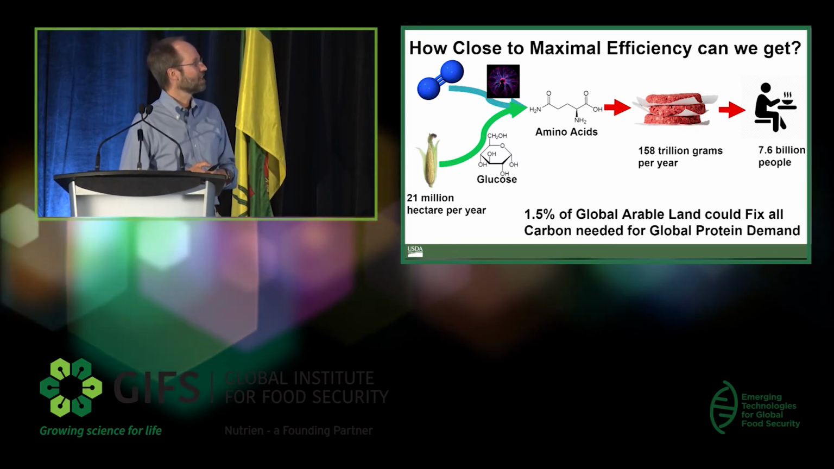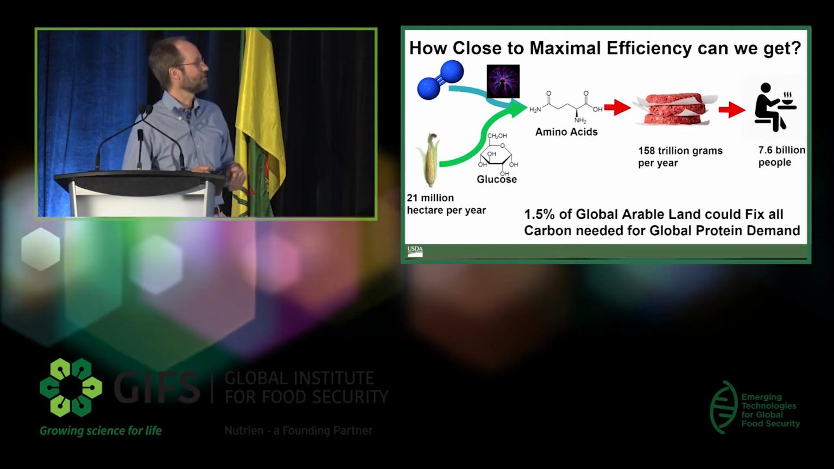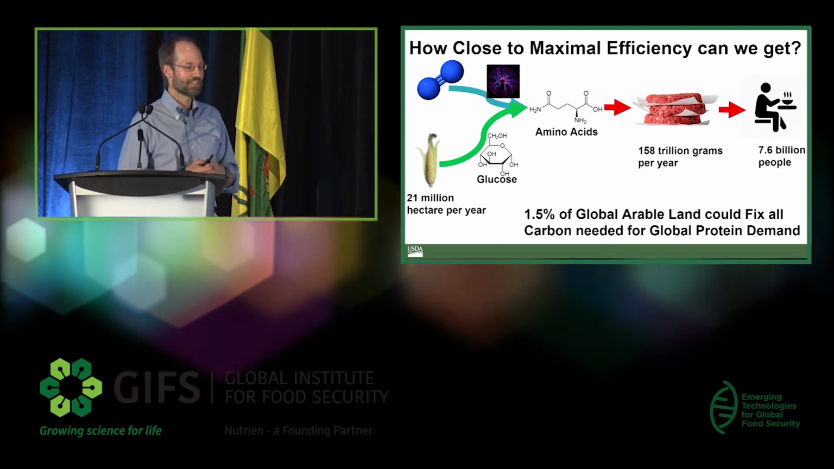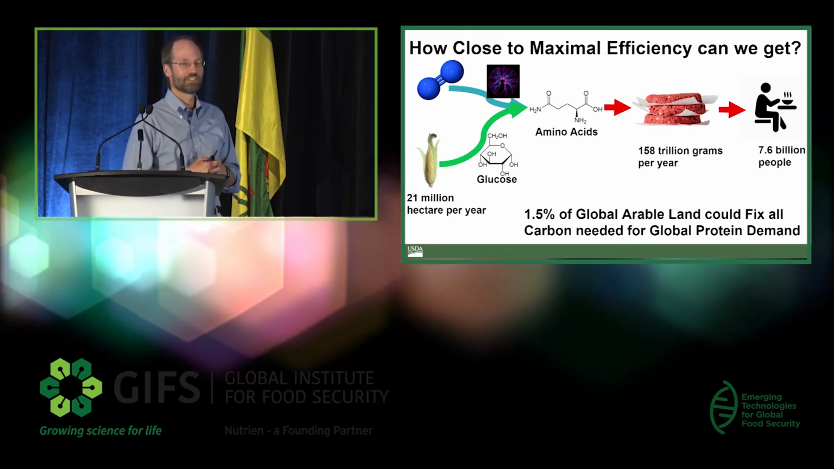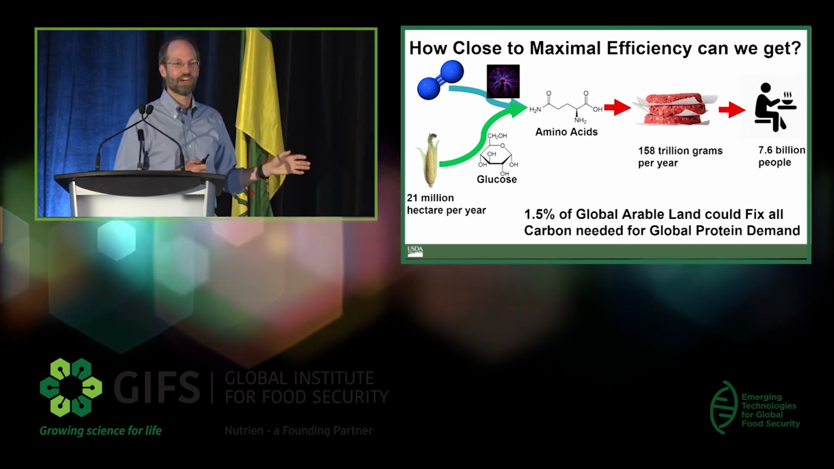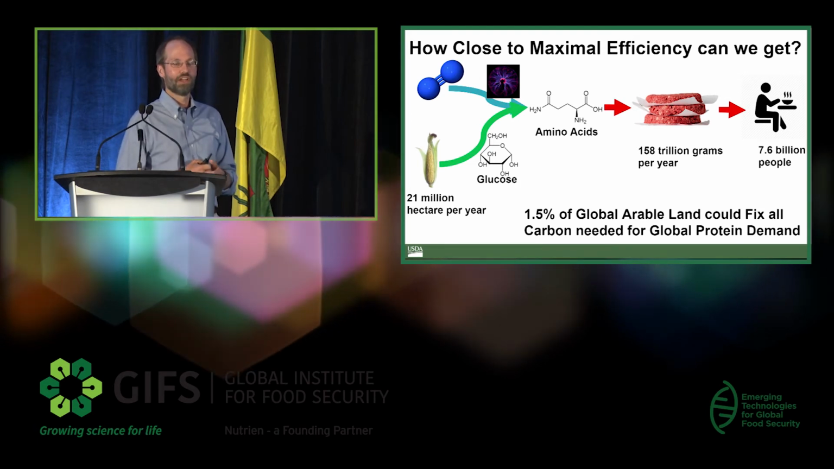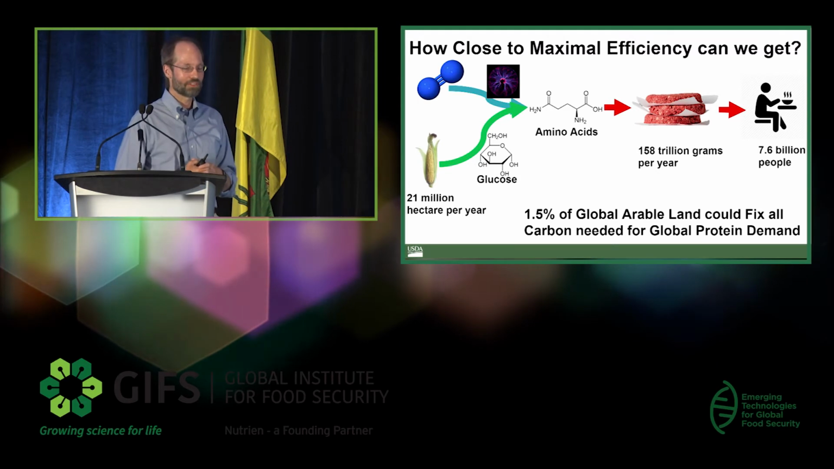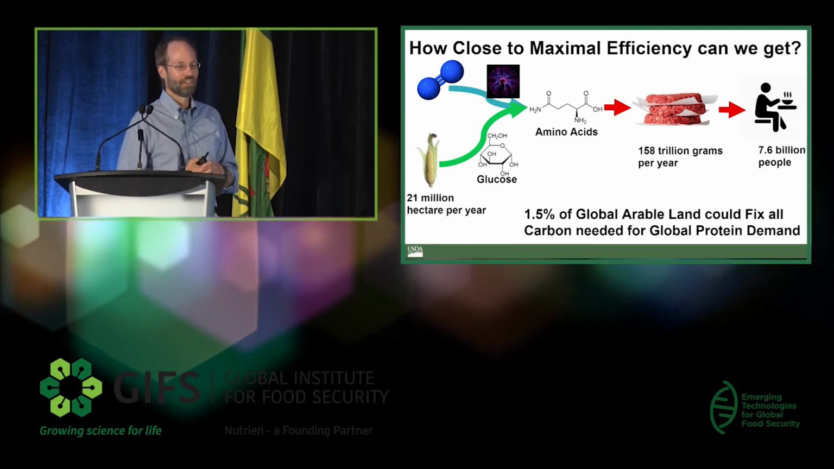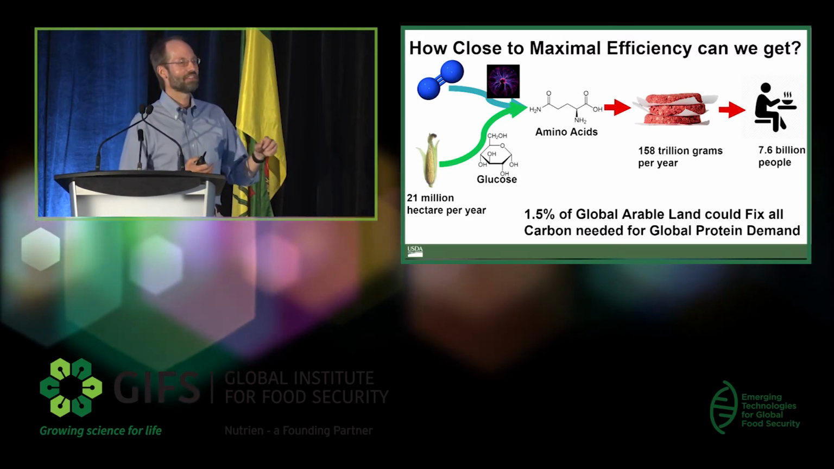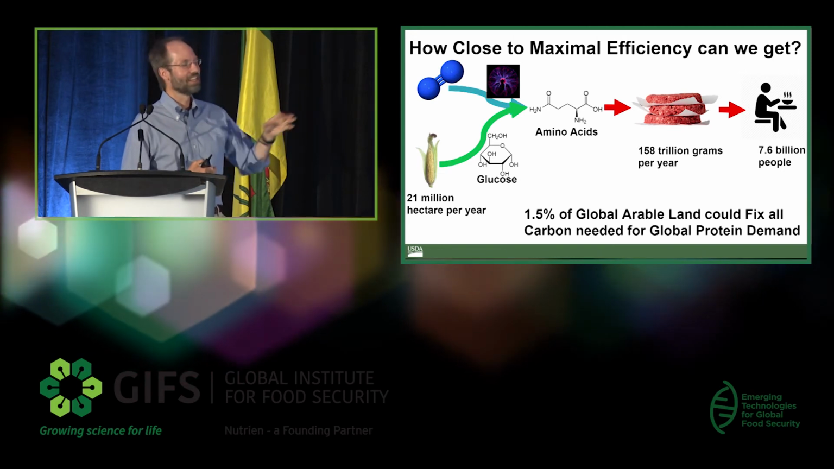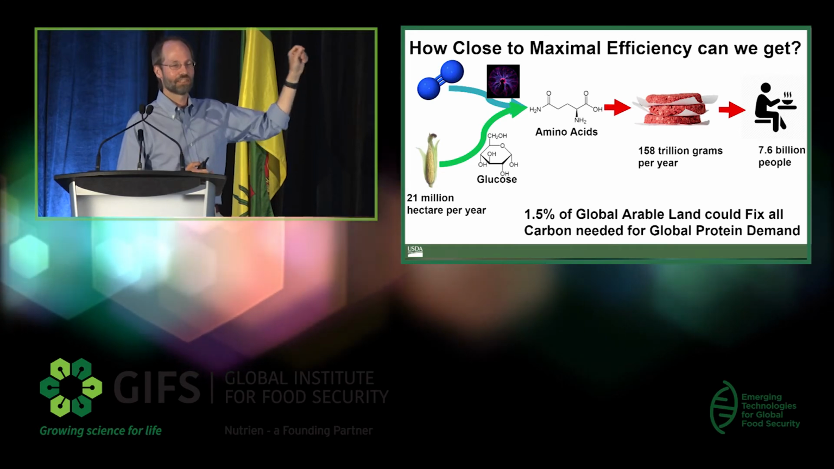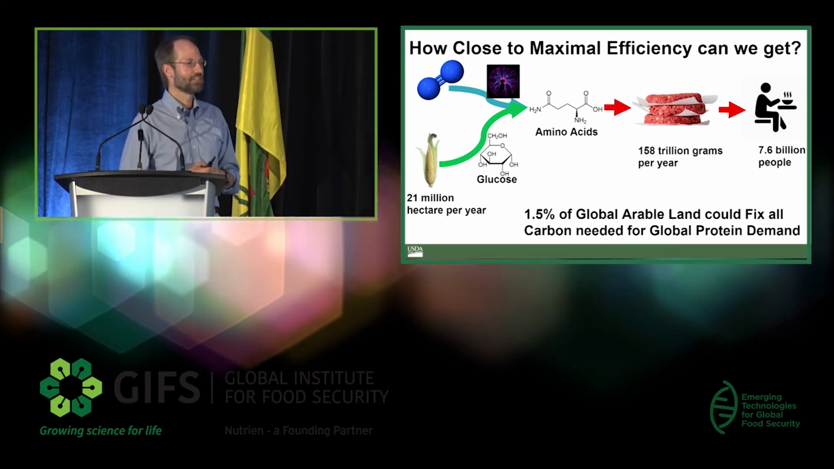So essentially, one person requires 57 grams of protein, and on a per year basis, essentially 21 million hectares of land is enough to synthesize the entire carbon backbone of everything necessary to feed the entire planet in terms of protein, and that's only 1.5% of all the global arable land. So we could go a great deal towards maximal efficiency if we started using fermentation and some of these other processes to produce the nitrogen through the system.